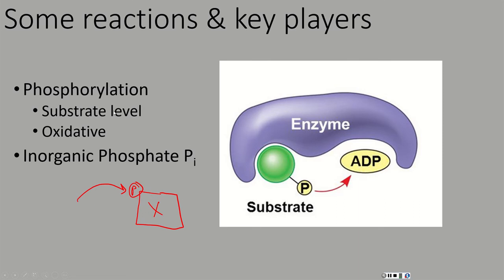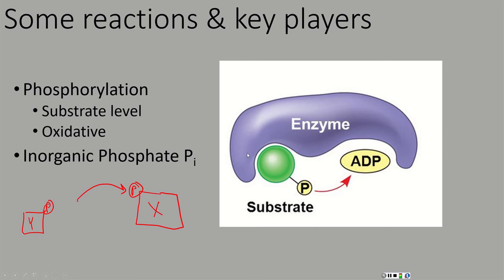In substrate level phosphorylation, this phosphate group was attached to a different molecule. Let's call it molecule Y. In substrate level phosphorylation, we take a phosphate group that is attached to molecule Y, and we move it and attach it to molecule X. So we could say that molecule Y phosphorylated molecule X. Or we could just say molecule X was phosphorylated.